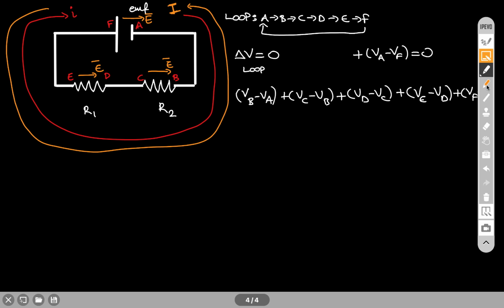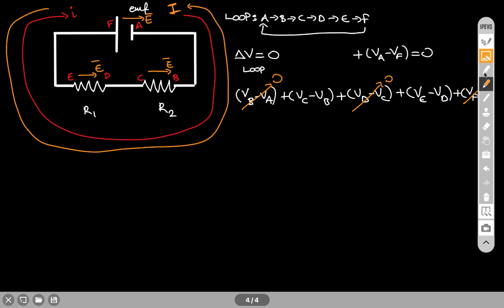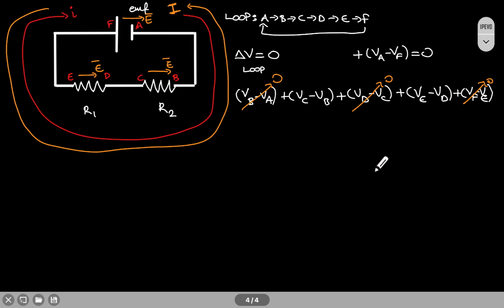Now here is what makes my life easy. Whenever I'm moving in ideal wires, the potential difference is going to be 0. From A to B, it's ideal wire, that goes to 0. From C to D, ideal wire, that goes to 0. From E to F, also ideal wire, so that goes to 0. Now, let's see what is left.